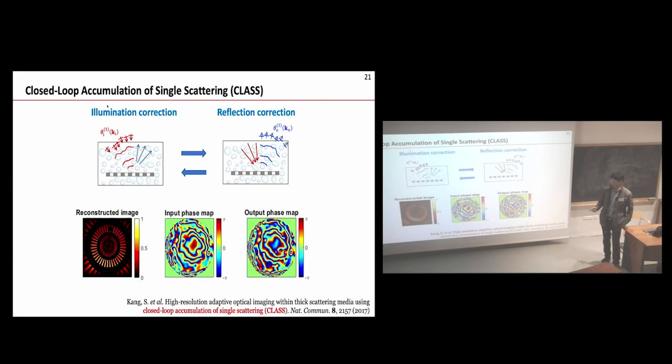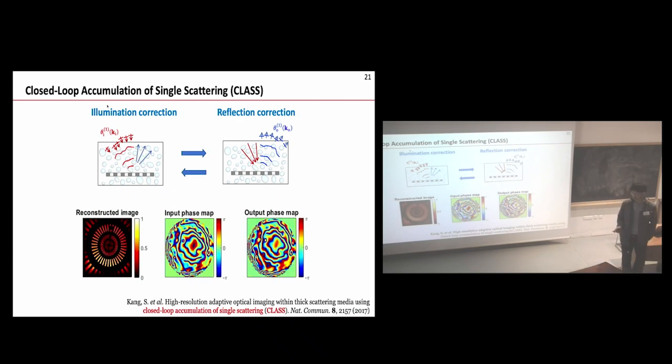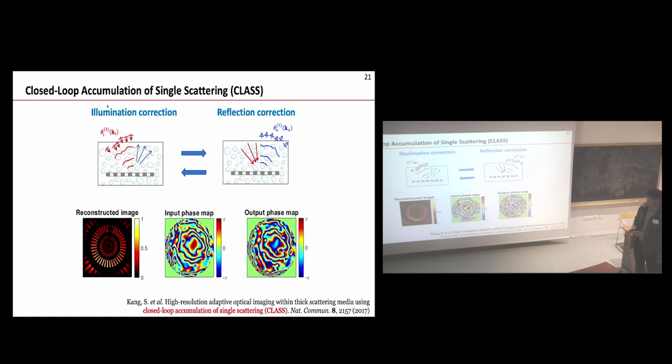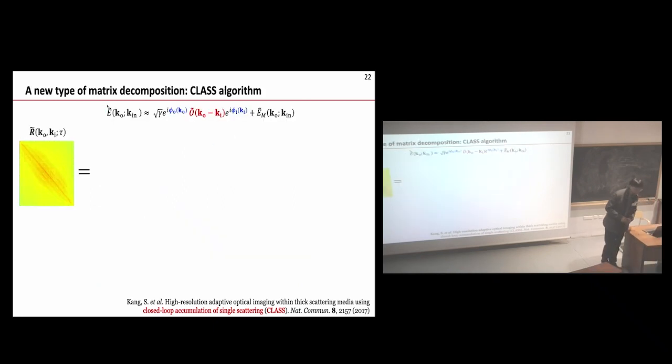Now this shows the way the iteration goes: input and output, and input and output. And then you observe that the object is gradually clarified. This is not simulation data. This is experimental data.